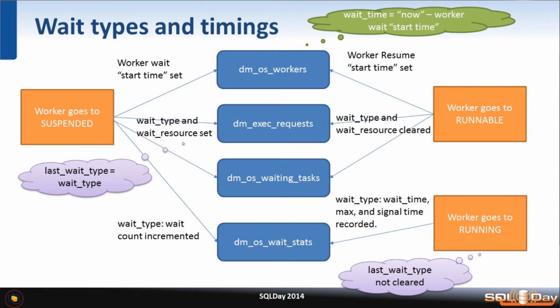I've had some people ask me, well, I'm seeing the signal wait time show up in my wait stats. How do I find the signal wait time for an individual query? Well, it's actually in the workers. At a given point in time, if you're running a given session and a request, you could actually go figure out the signal wait time for an individual worker by looking at this DMV.